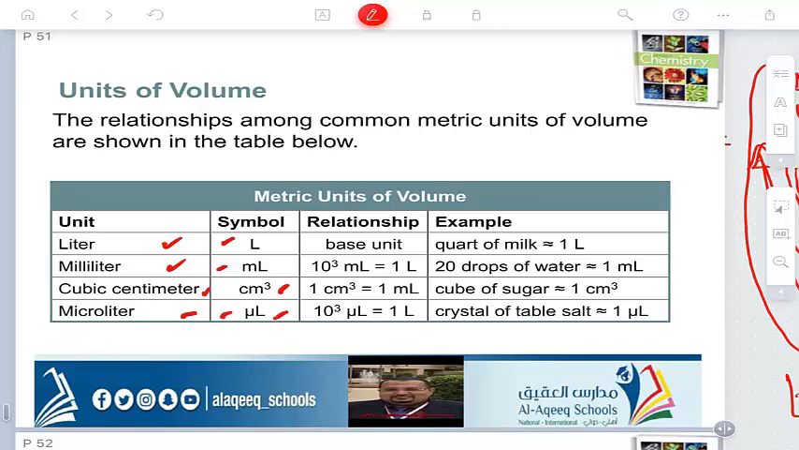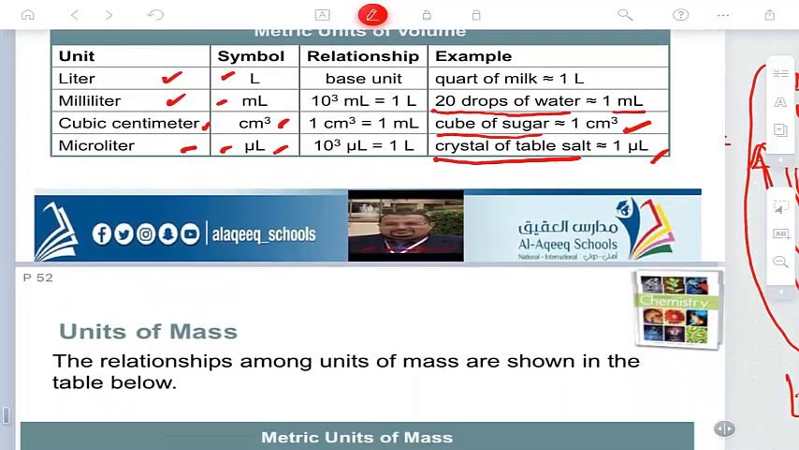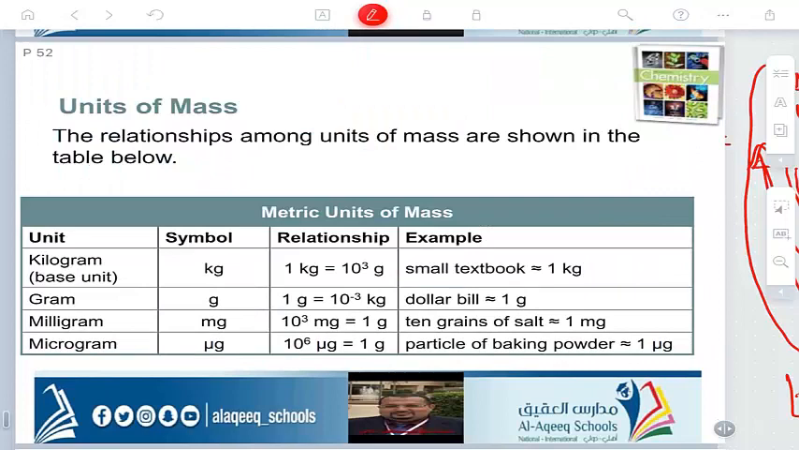A quart of milk equals 1 liter. If it's 20 drops of water, it means 1 milliliter. If it's a cube of sugar, it means 1 cubic centimeter. If it's a crystal of table salt, it means 1 microliter. These are some examples of units of volume. Next, units of mass, which is important.